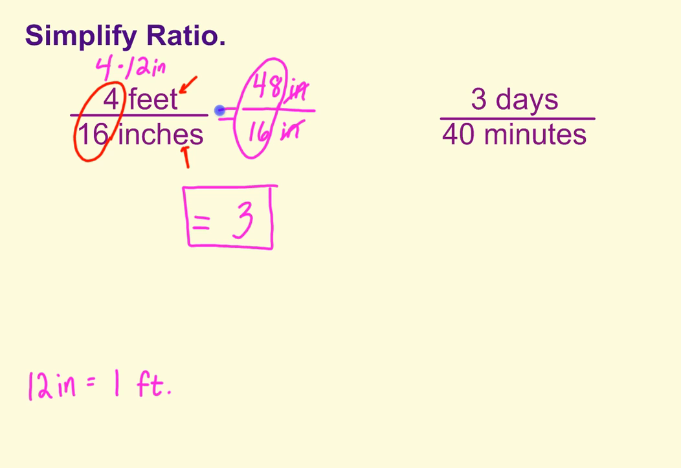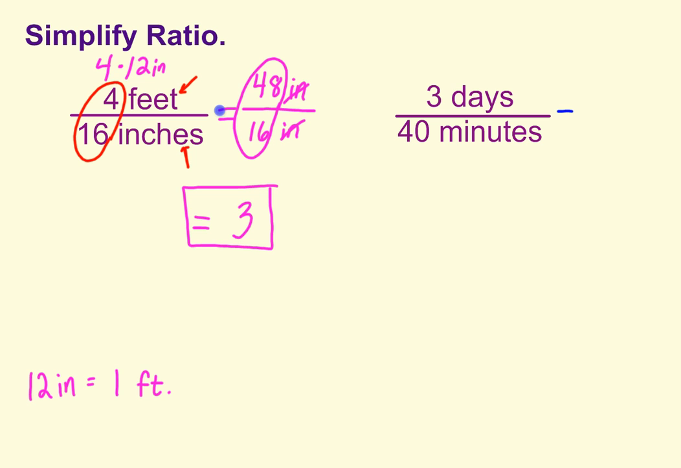Sometimes it might take a couple steps to do that, like this next example. We have 3 days over 40 minutes. So which one are we going to keep? Let's keep our smaller unit. So what's smaller, a day or a minute? We know that minutes are smaller. So we're going to keep the 40 minutes.